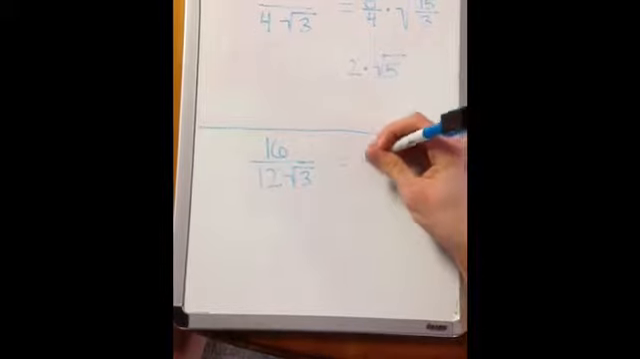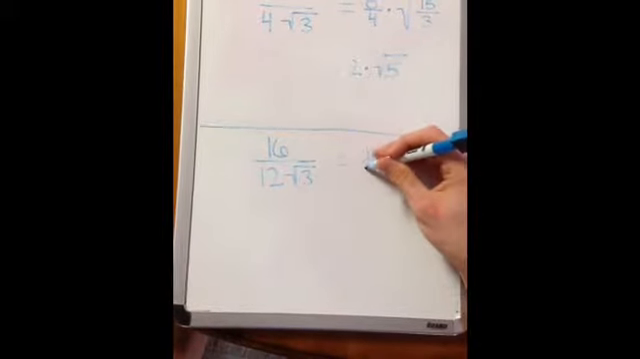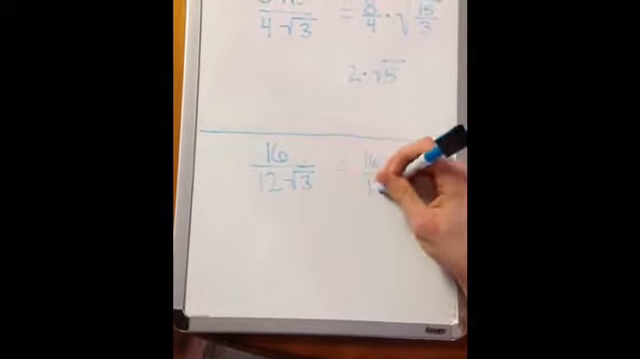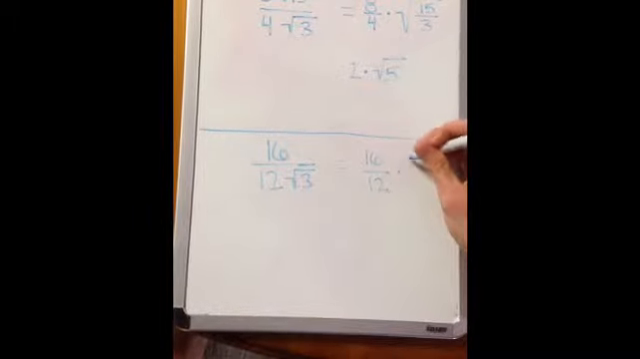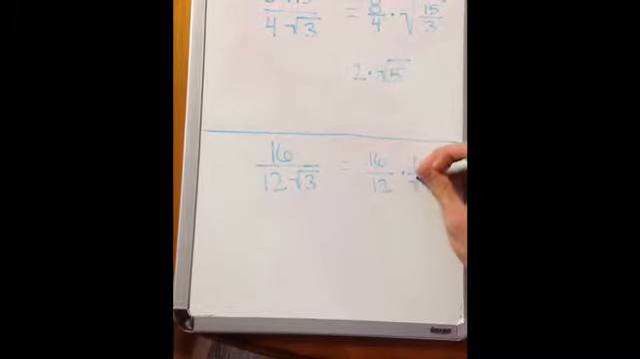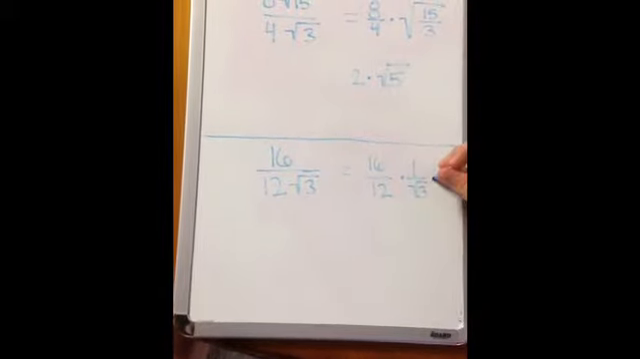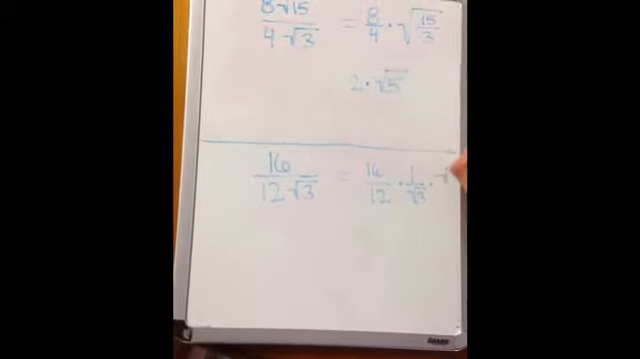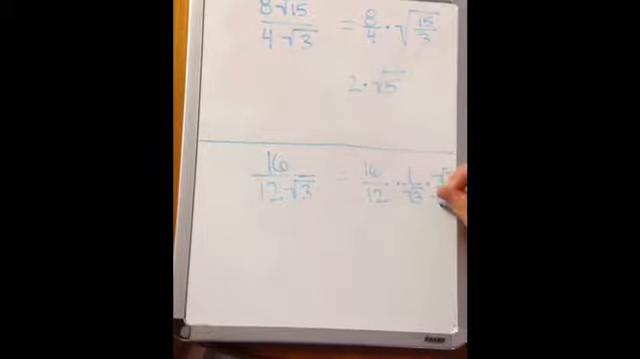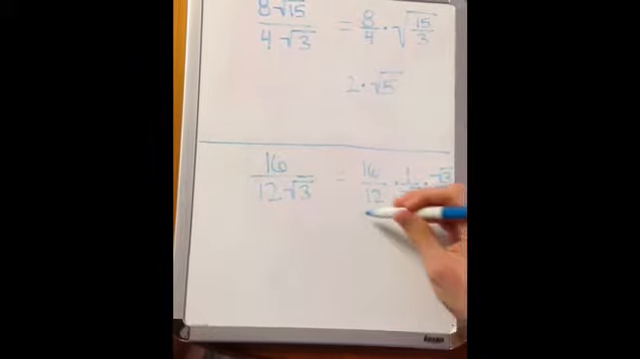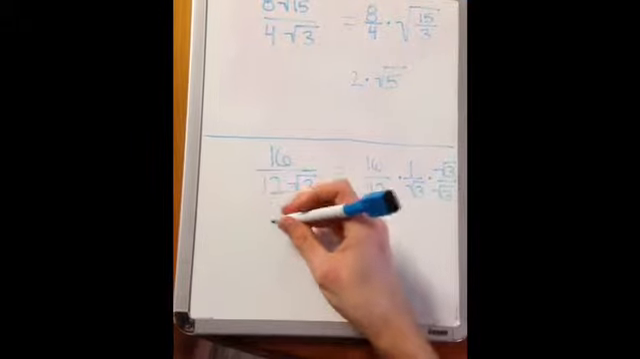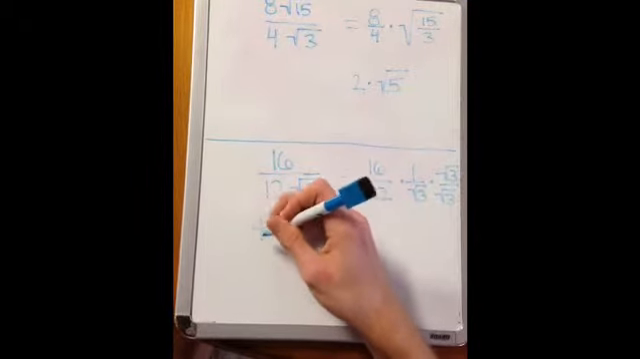Now in the second problem, 16 over 12 times 1 over the square root of 3, 16 over 12 can be its own term, and 1 over the square root of 3 is its own term. Now they are not completely separated, they are still together, they're just being multiplied. Since the square root of 3 is in the denominator, you have to rationalize it by multiplying by the square root of 3 over the square root of 3.